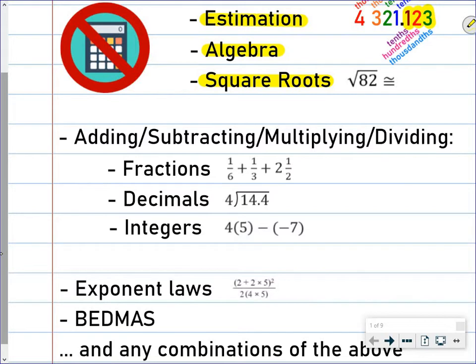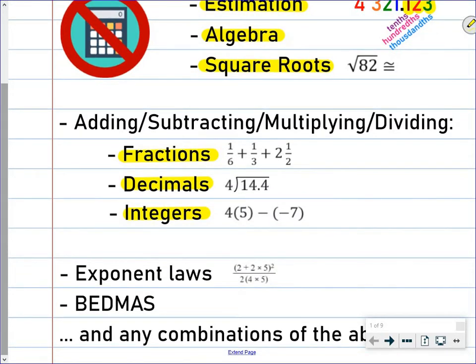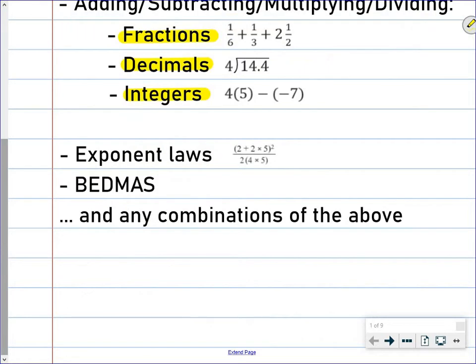Moving on, you are expected to add, subtract, multiply, and divide rational numbers. This includes fractions, decimals, and integers. You should be able to do all those things without a calculator. Next, you're required to apply the exponent laws. So, example there. You should be able to do that again without a calculator.